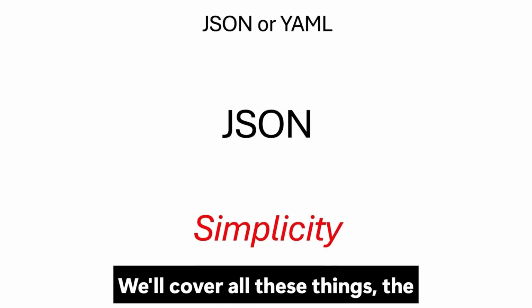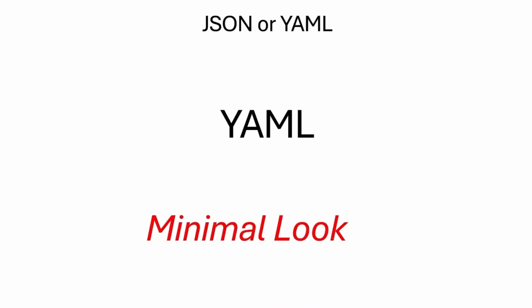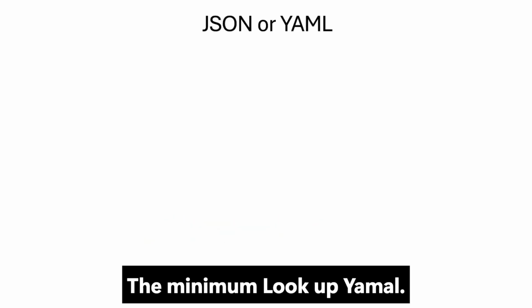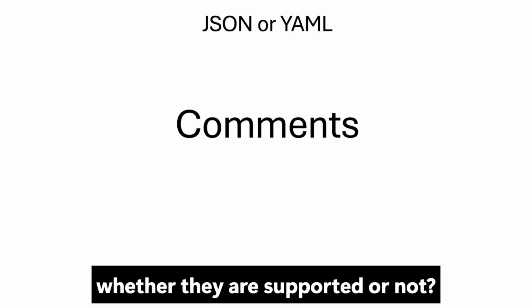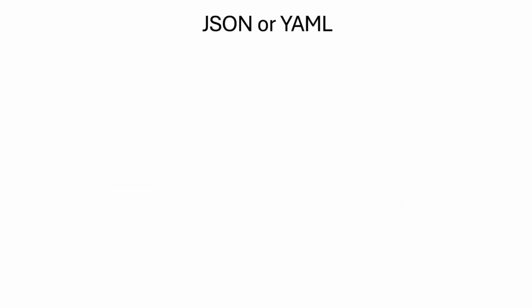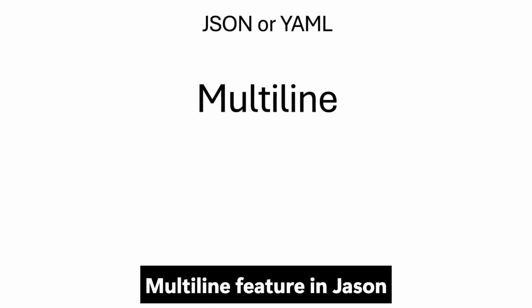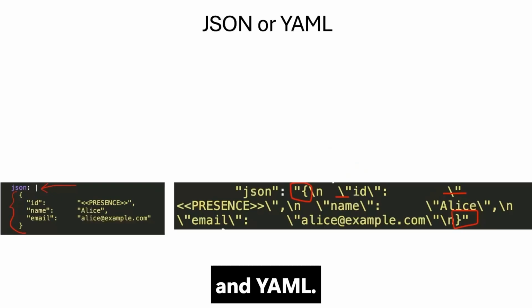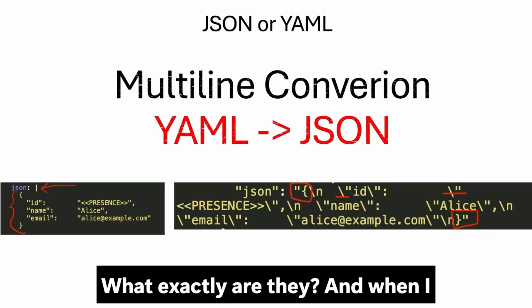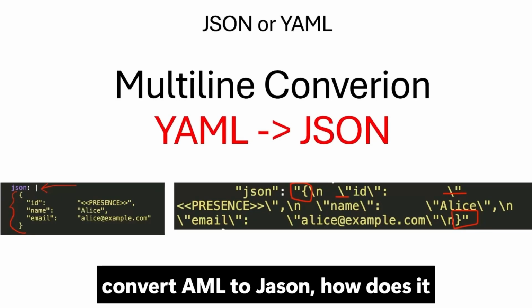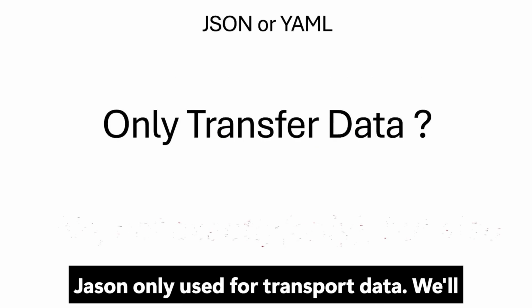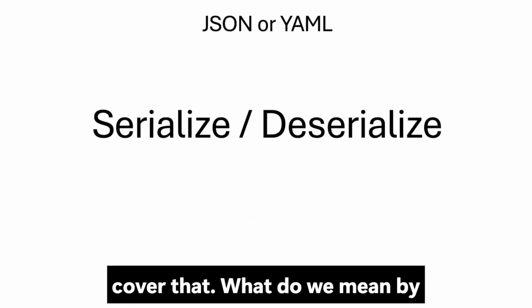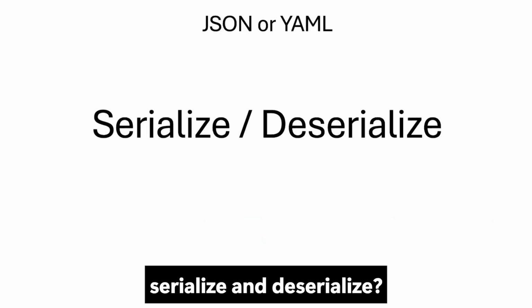We'll cover all these things: the simplicity of JSON, the minimal look of YAML, what are the comments in JSON and YAML, whether they are supported or not, JSON path, multi-line feature in JSON and YAML, what exactly are they, and when I convert a YAML to JSON, how does it look? Is YAML and JSON only used for transport data?